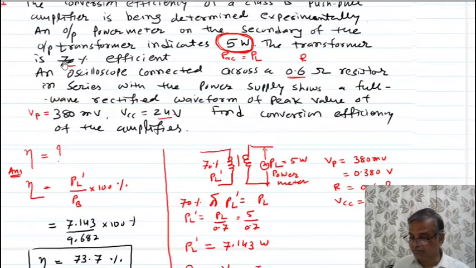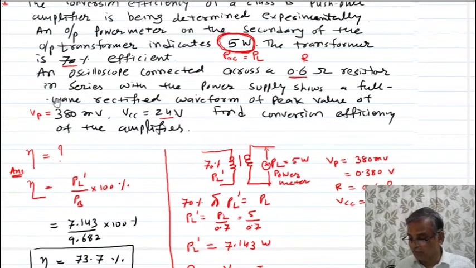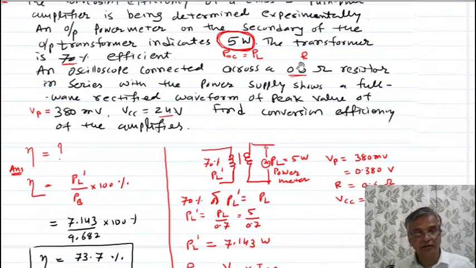Second thing they have given, they are measuring peak voltage. So why are they measuring peak voltage? Because they want to find the current, how much current is supplied by the battery at quiescent condition. So it is nothing but what you have already studied in the theory. So full wave rectified signals you are getting on the oscilloscope with a peak voltage of 380 millivolt. So from this value I can find the value of the peak current. VCC they have given 24 volt.